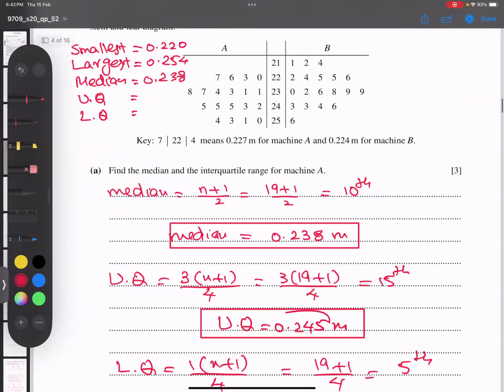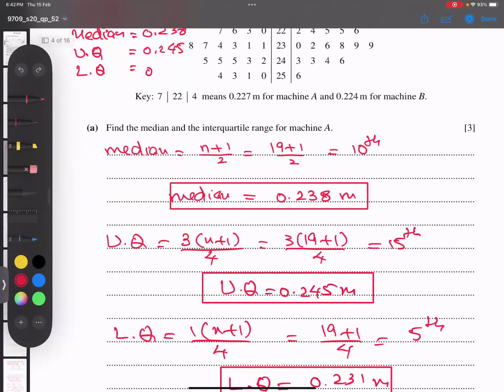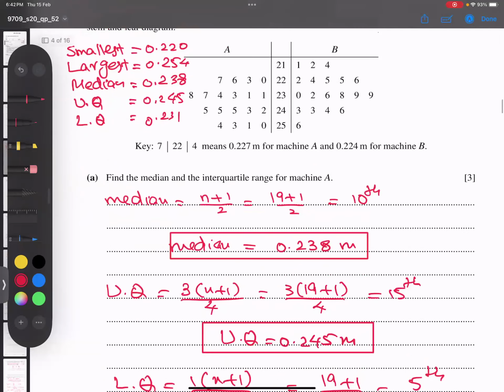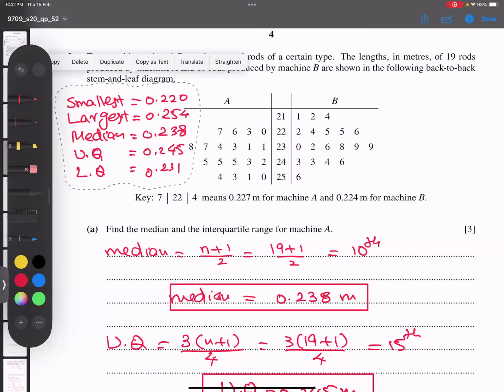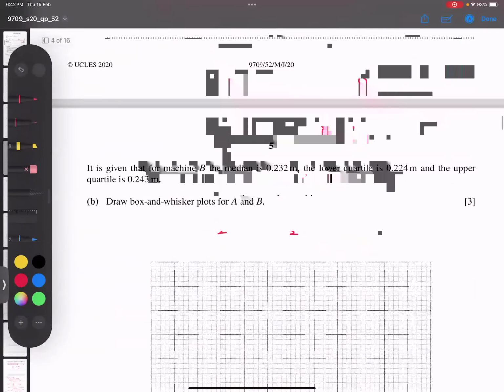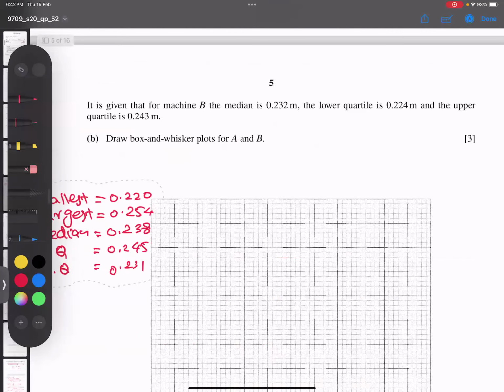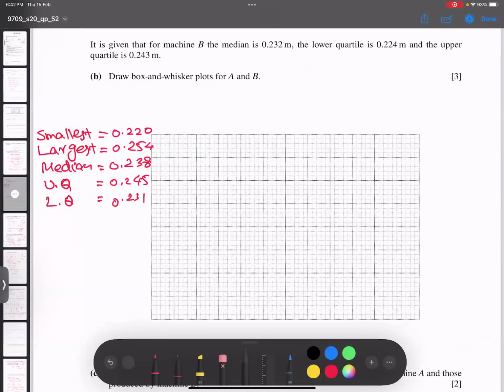And upper quartile I got 0.245 meters, and lower quartile I got 0.231. So this data is very clear. I will take this whole data and cut from here and paste here. So this data I'm going to use now. All of you get ready. So let's see how we can do it.